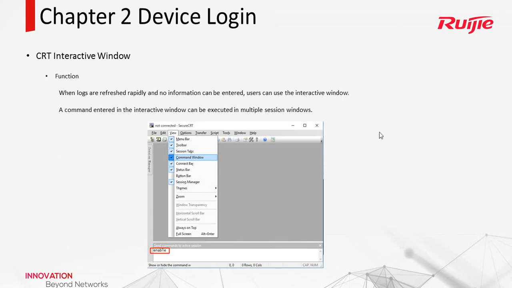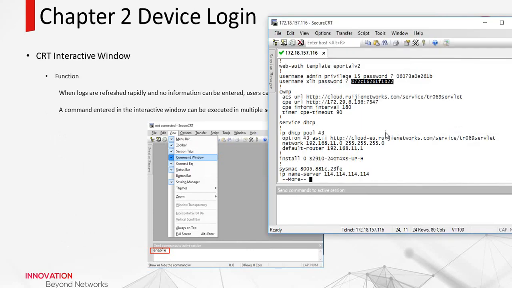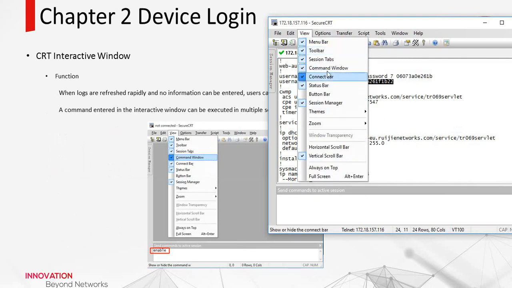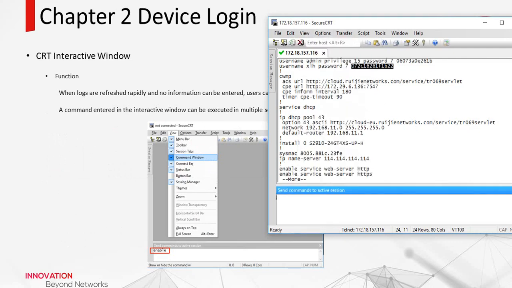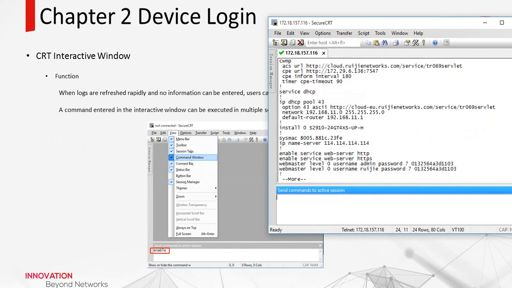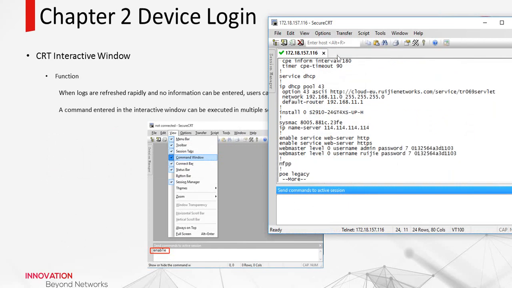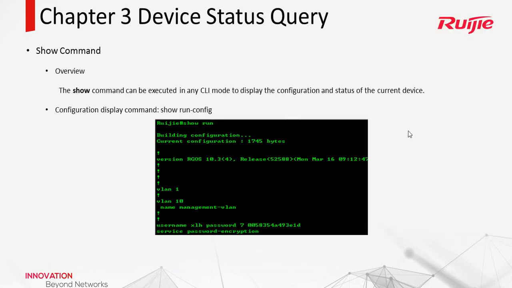The interactive window function. You can choose View, Common Window. Then you can configure your command here, and it will influence all of the devices you have logged in. Show command is used to check the device information.